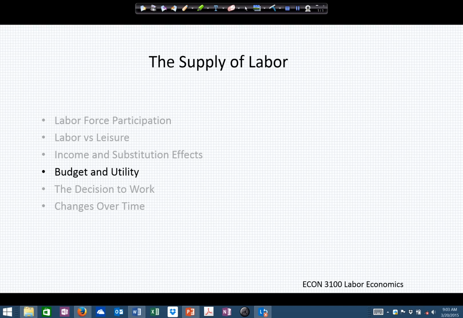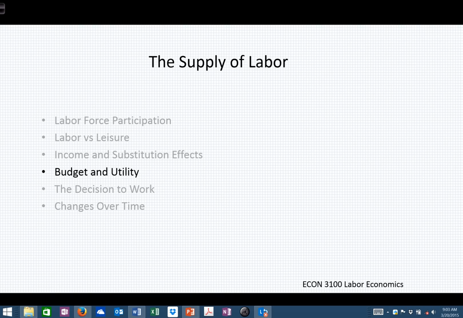In this segment of labor supply, we're going to begin to consider budget and utility. And for those of you that are familiar with microeconomics and consumer utility or budget optimization, it's going to be very similar, if not identical, to that relationship. For those of you that are not, well, you're about to become familiar with it.